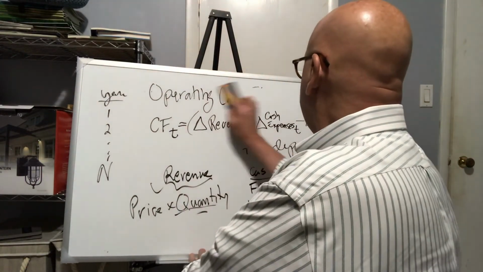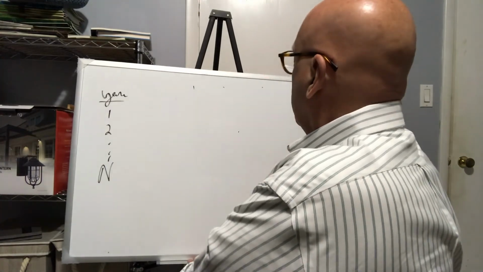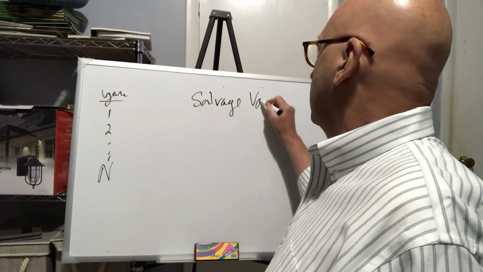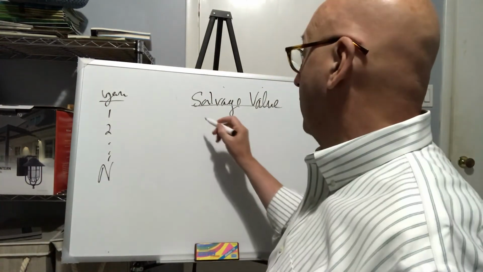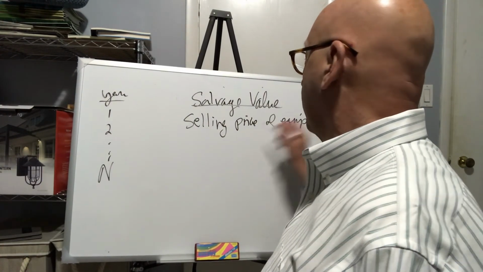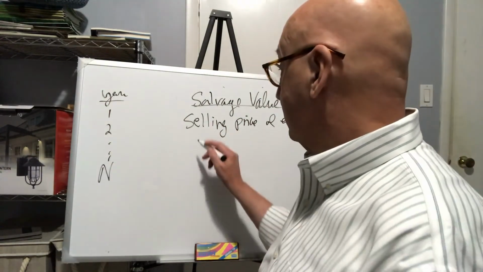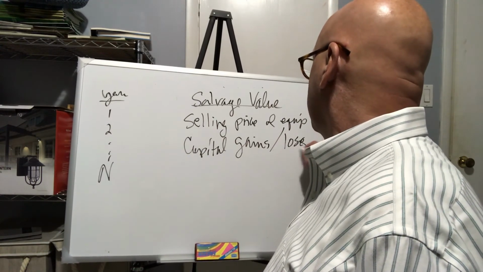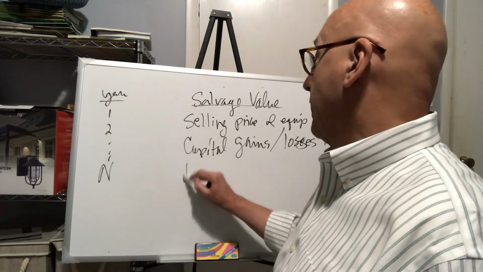All right. And then finally, we would need to calculate the salvage value. At the end of the time, do we have anything that we can sell off, like the equipment that we bought? So the selling price of equipment would go in there. Then, once again, I'd have to consider capital gains or losses, the tax implication. And then I would recoup the net working capital, so I'd add back in net working capital.